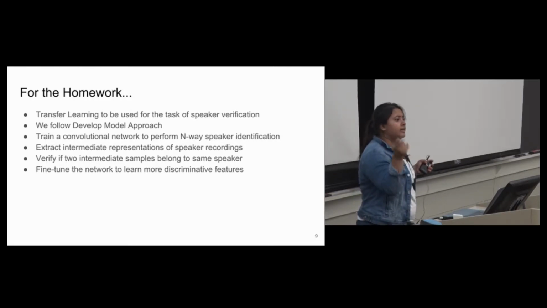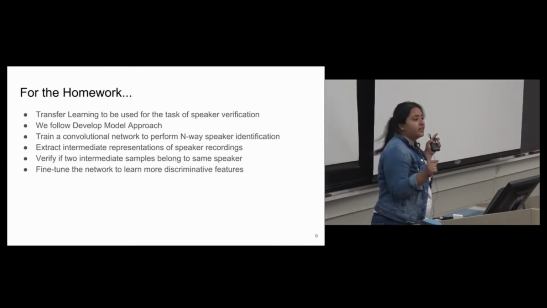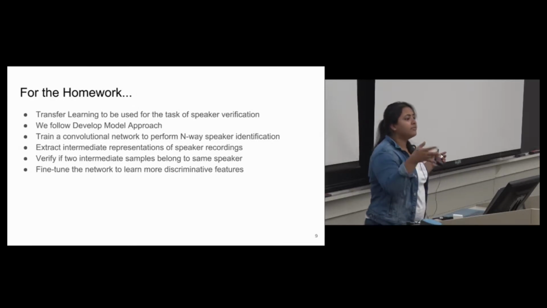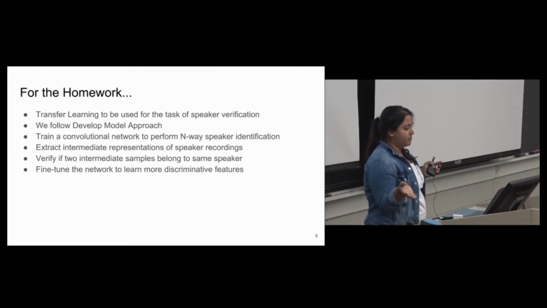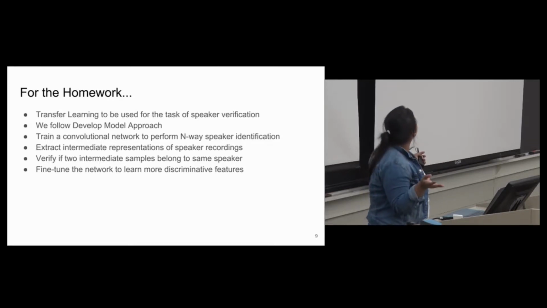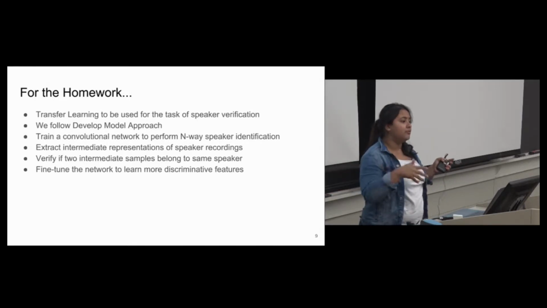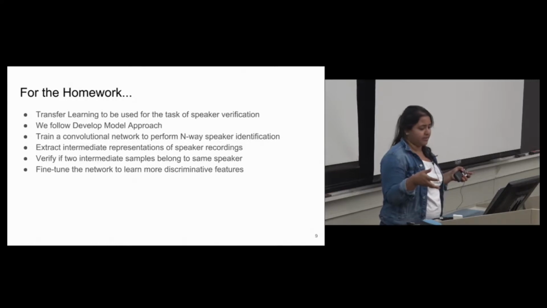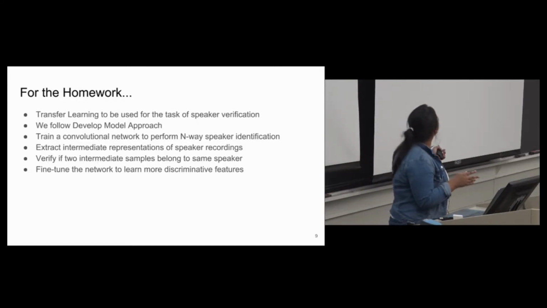For task 1, and then we fine tune it for task 2. So model 1 would be training a convolution network to perform n-way speaker identification. We have some speaker IDs in our data set, right? So using that, we'll train a convolution network and perform a classification task. After that, we extract the intermediate representations of these speaker recordings. And then, we verify if these two representations belong to the same speaker.